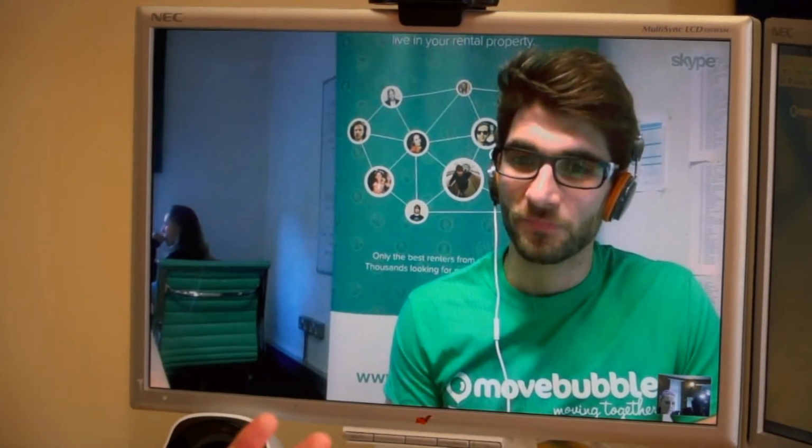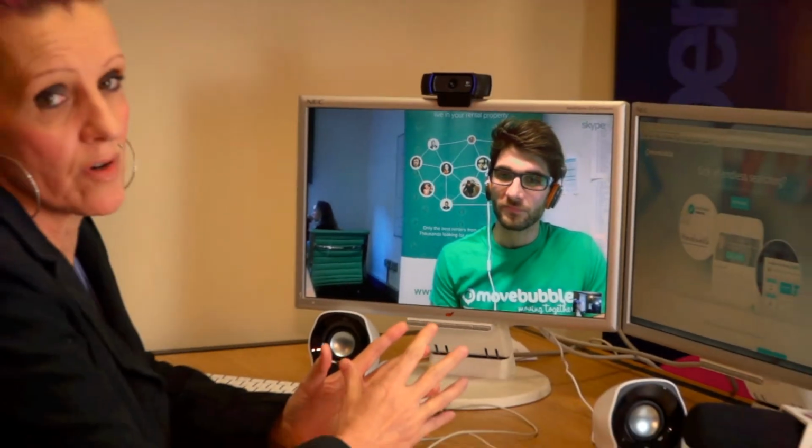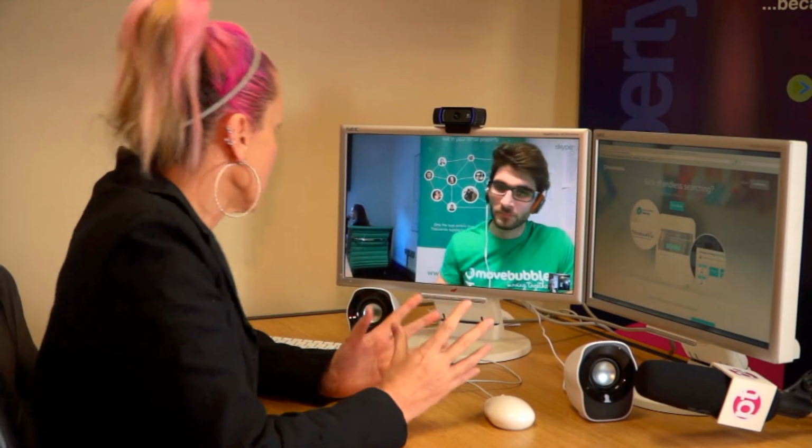It is exciting, and I really believe that transparency like this and community review is really going to raise standards in the private rented sector, and that's why Move Bubble and Property Tribes are so keen to encourage landlords to develop a digital mind.